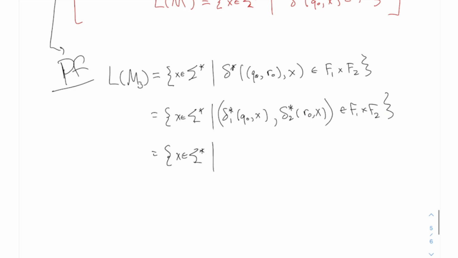So this means delta 1 star Q0x is in F1. And if you want to look real fancy, you can write the little wedgie thing that means and.